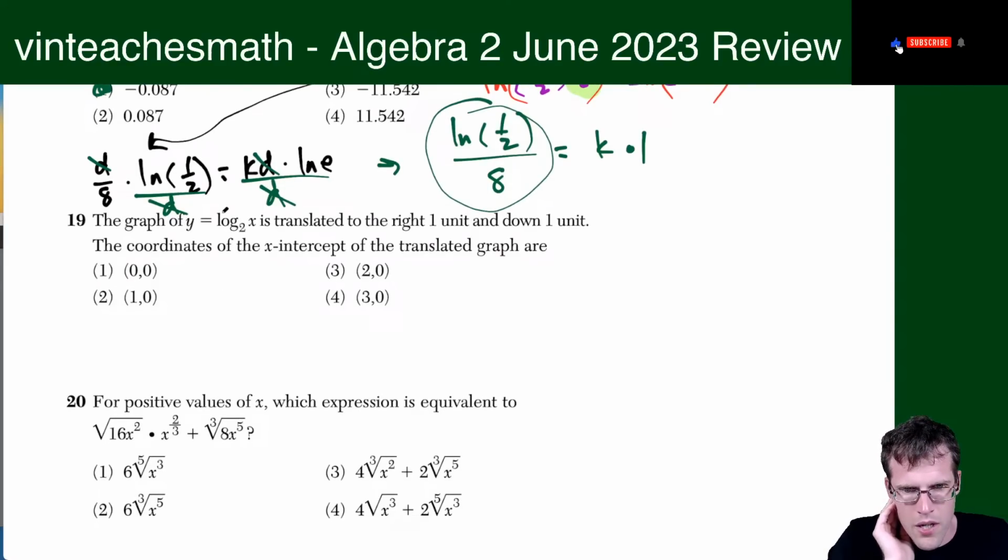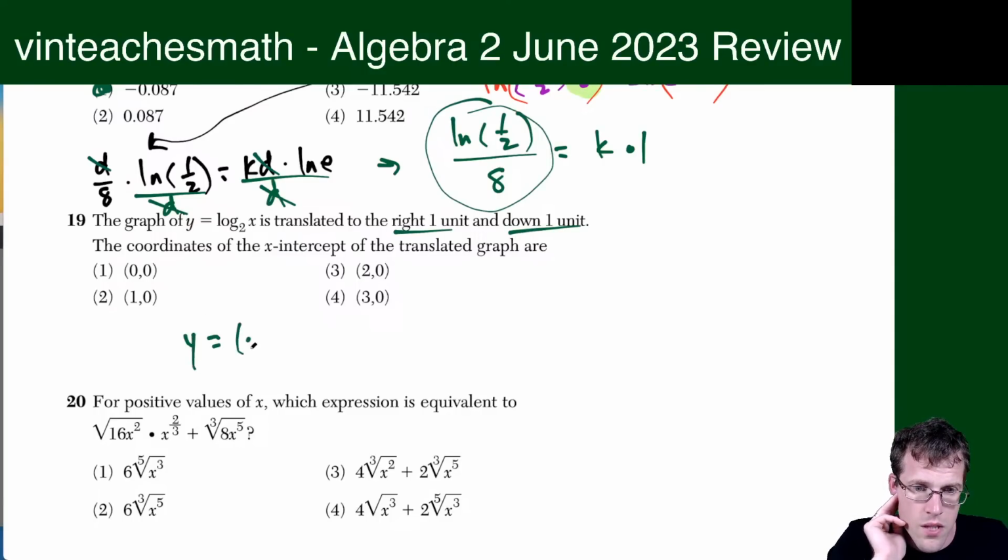So let's see. Y equals log base 2 of x, translated to the right 1 unit and down 1 unit. So this would be y equals log base 2. And if I want to go to the right 1 unit, I replace x with x minus 1. If I want to go down 1 unit, I go minus 1. So, the coordinates of the x-intercept. The x-intercept is where y is equal to 0.